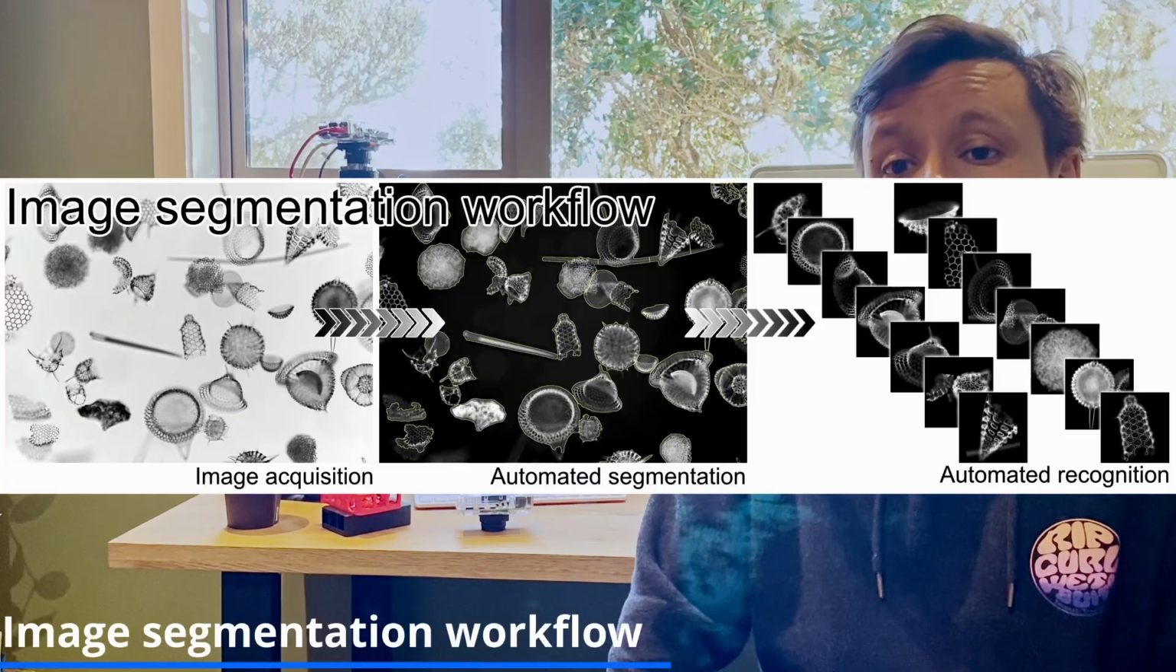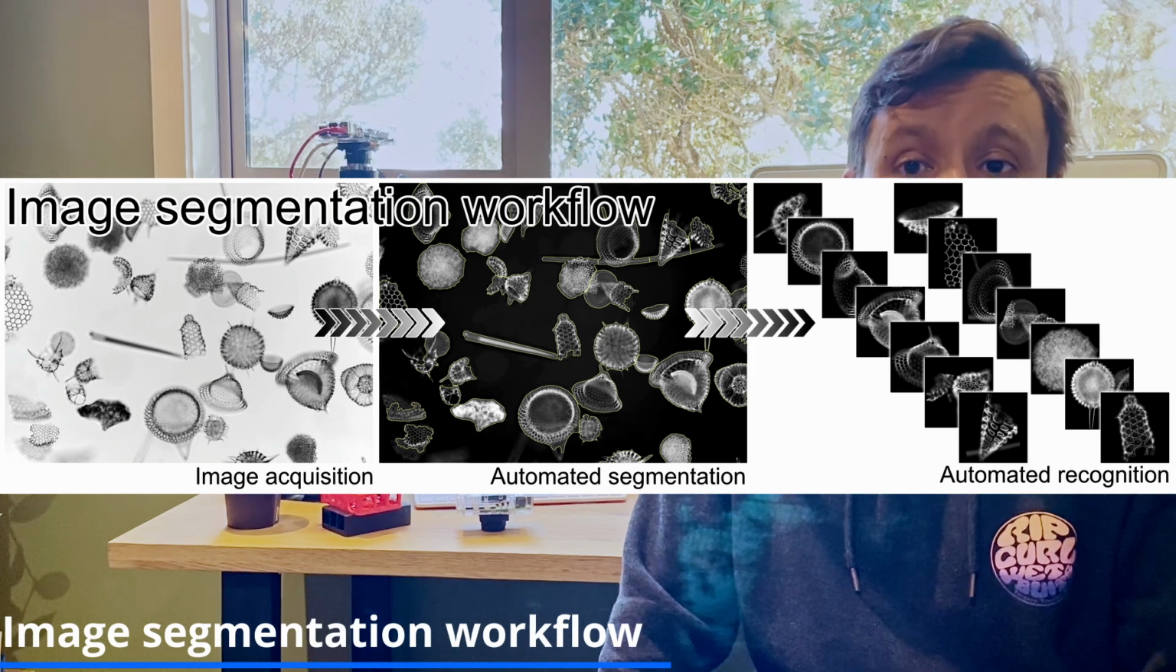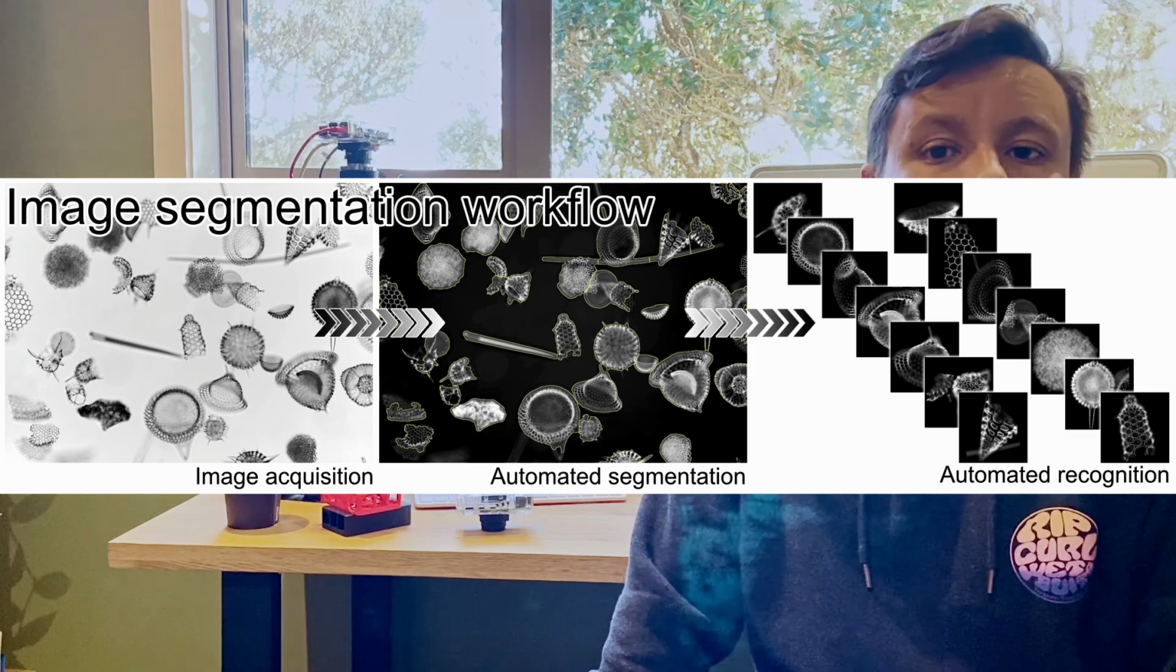The first workflow relies on image segmentation and is capable of performing image acquisition, processing, and segmentation of all microscopic specimens into individual images, and then recognition of all these specimens at a rate of about 1 per second.